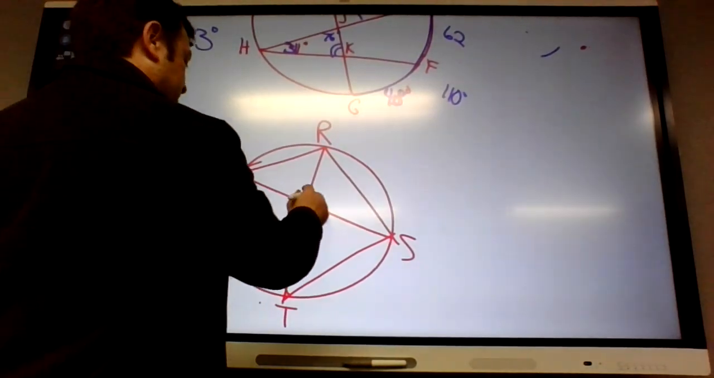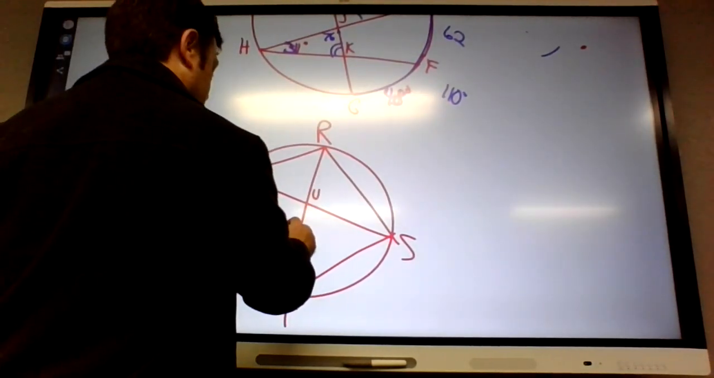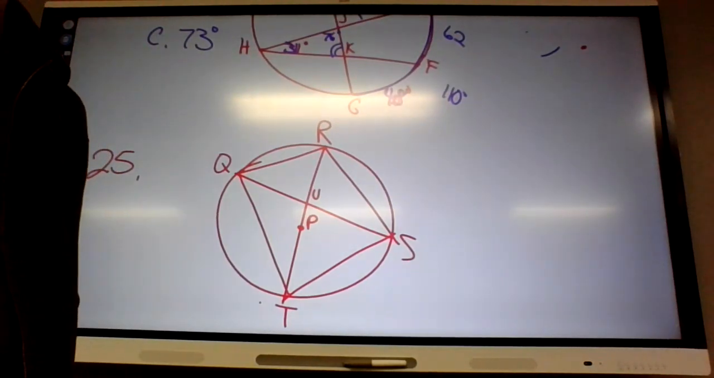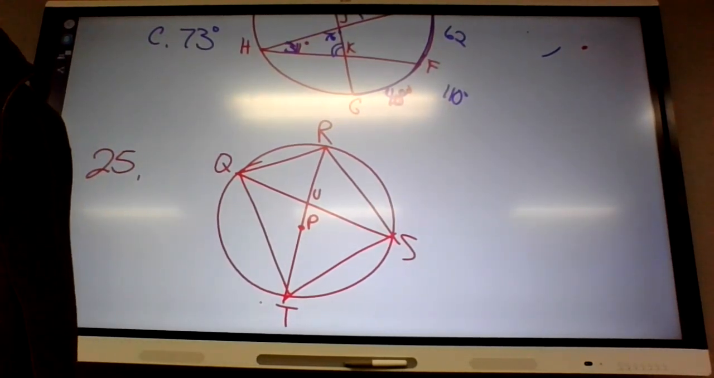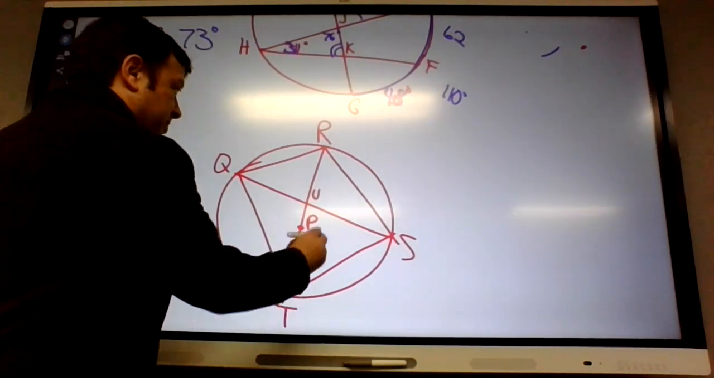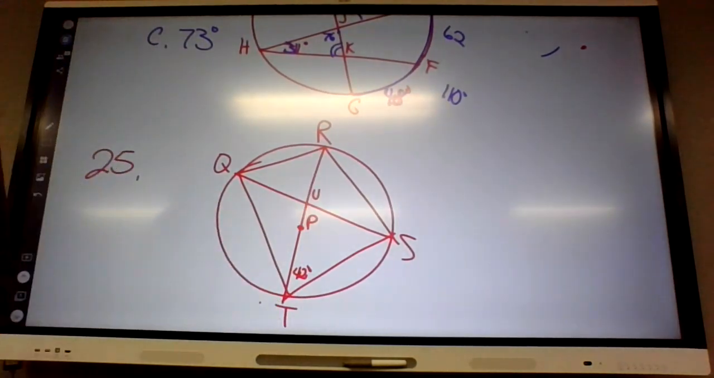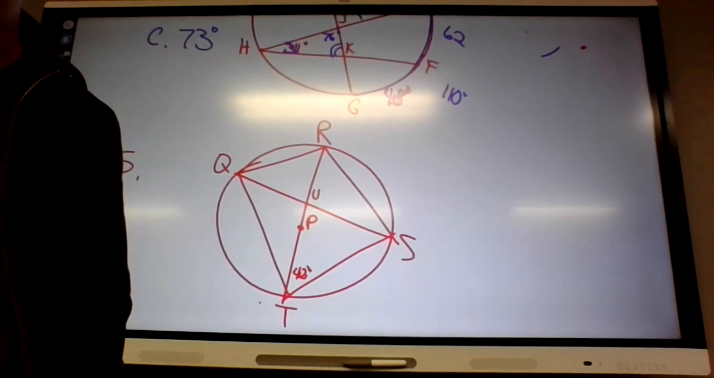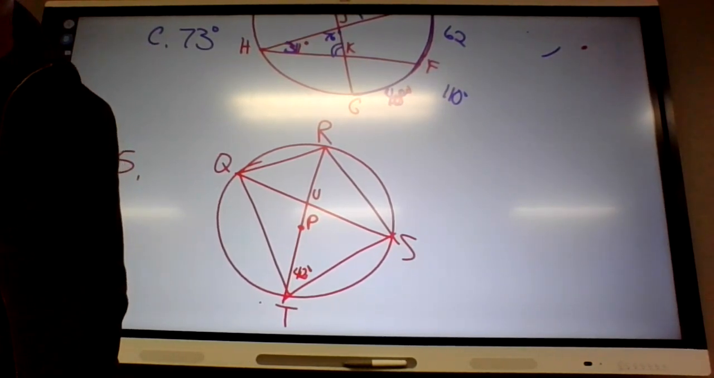QRSTU. Oh, this one does go through the center though. And then T is 40. 42. But you'd have to say angle RTS. I know. I was just telling you so you would write it down.